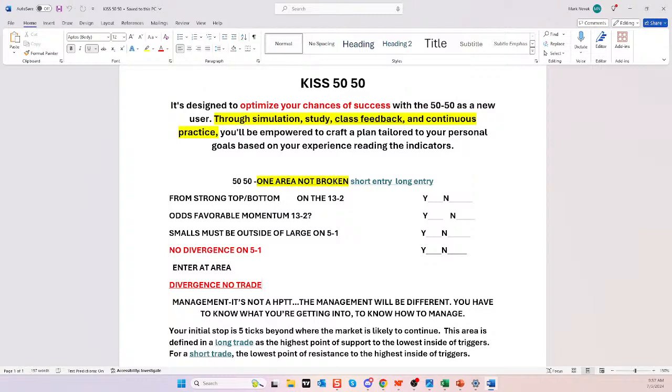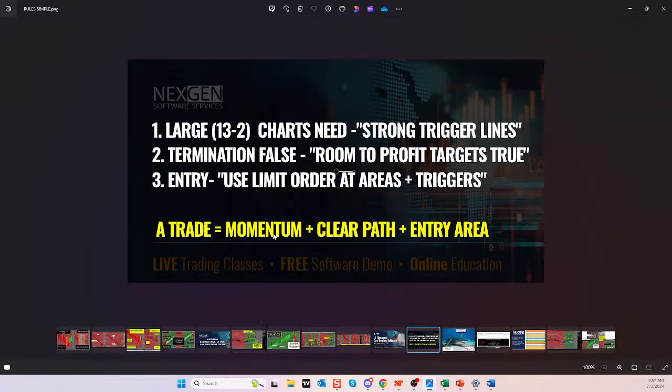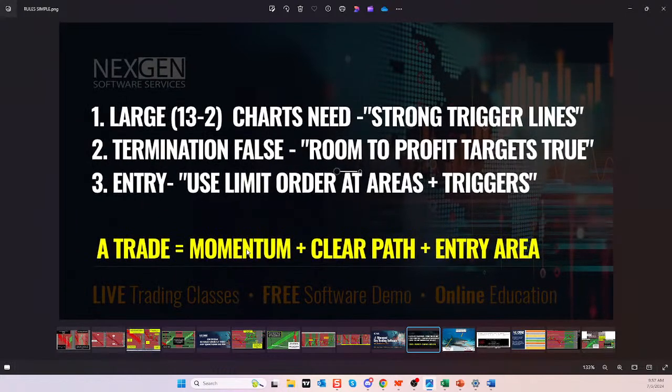Again, this is beginner. Make sure that you have strong top or bottom, that it is coming from a termination condition that reversed the market. That increases the likelihood of success. Doesn't guarantee it, but it increases the likelihood. Odds favorable momentum on both charts because we don't have a clear path. And I like showing this. Because I don't have a clear path, there's no way I'm going to give up momentum. I'm not giving up 66% of my advantages, guys.